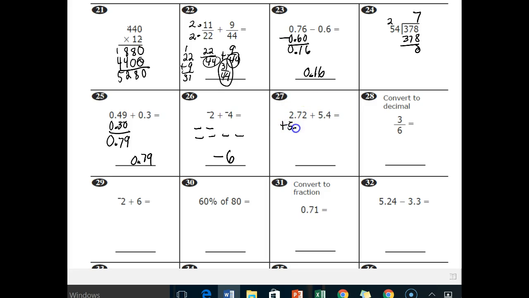Add up your decimals. We line them up. Put a 0 in there. We have 2, 11, carry it. 1 plus 2 is 3, plus 5 is 8, 12.